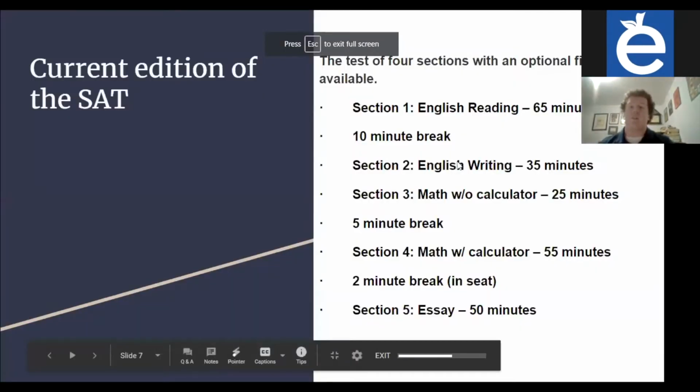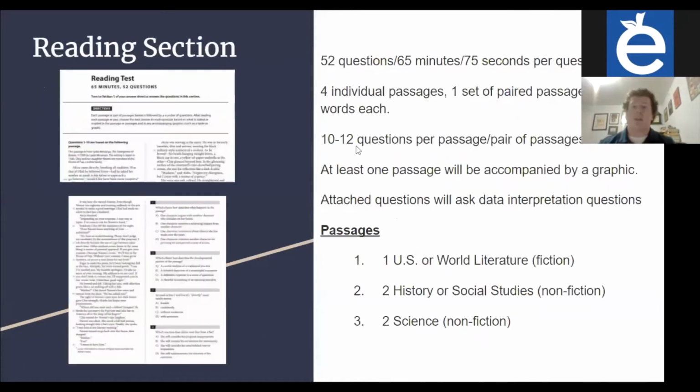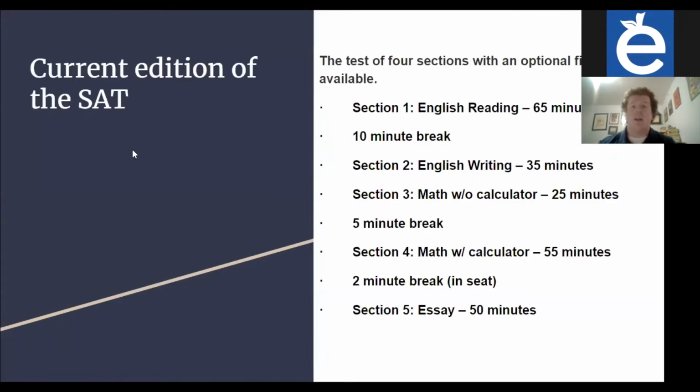Let's start off with a breakdown of the basics of the SAT. First off is the way it's structured. Reading comes first, then writing, and math, and then it comes to a conclusion with the essay.